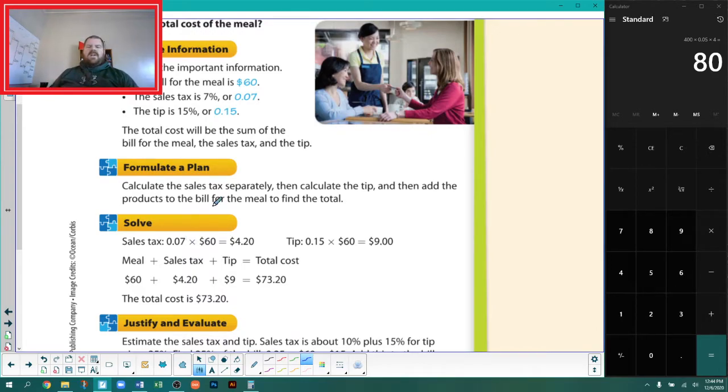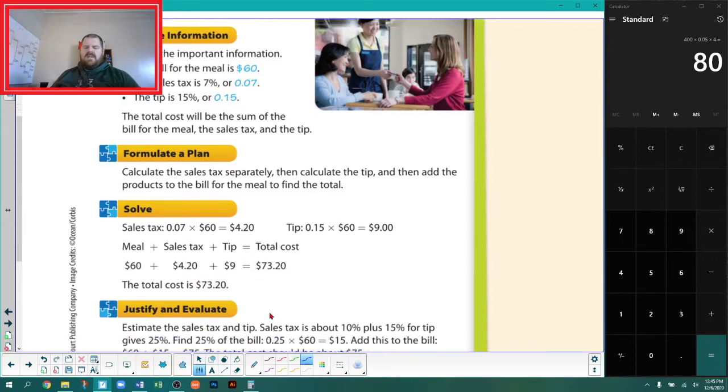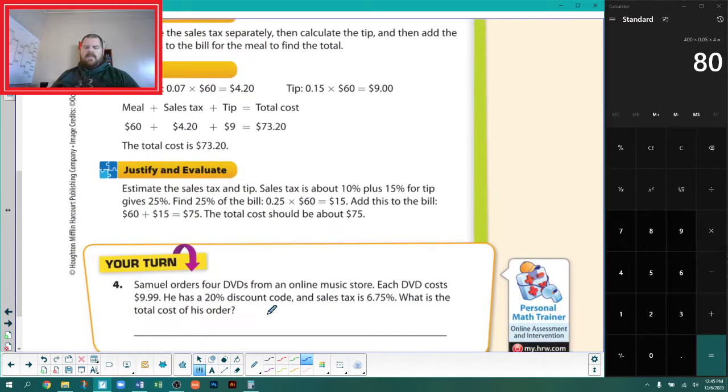Okay, so we need to find the 7% and the 15% of the $60. So the sales tax gives $4.20. The tip is going to be $9. So the total cost is going to be the meal plus the sales tax plus the tip.